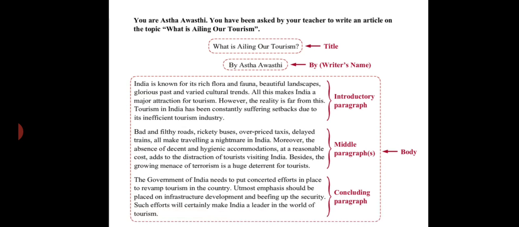Now, the introductory paragraph. This is the first paragraph, in which, as I told you, it depends upon you how many paragraphs you include in your article, in your introduction. Then comes the middle paragraph, which you call the body, and the last is the concluding paragraph.